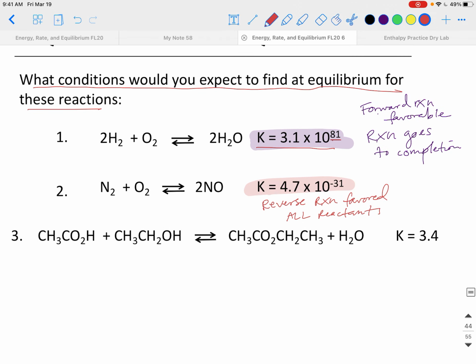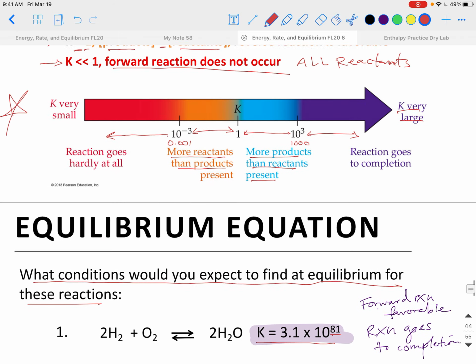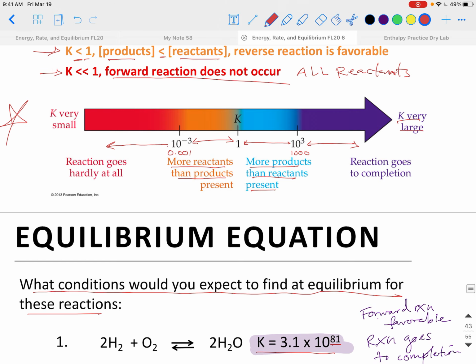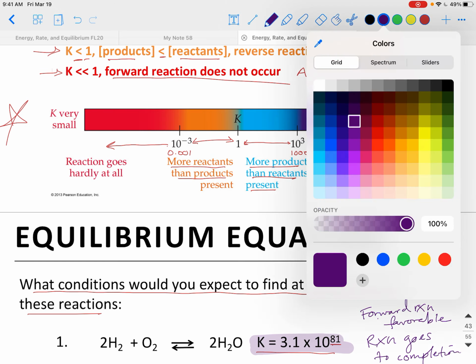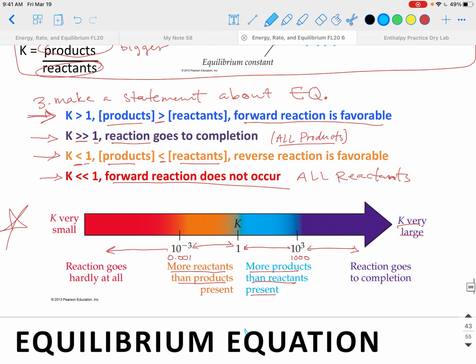Number three, you have CH3CO2H, acetic acid, plus CH3CH2OH, and you make these products. And your K is 3.4. It's really, really close to 1, but it's slightly bigger than 1. It's between 1 and 1,000. So that corresponds to the blue statement, right?